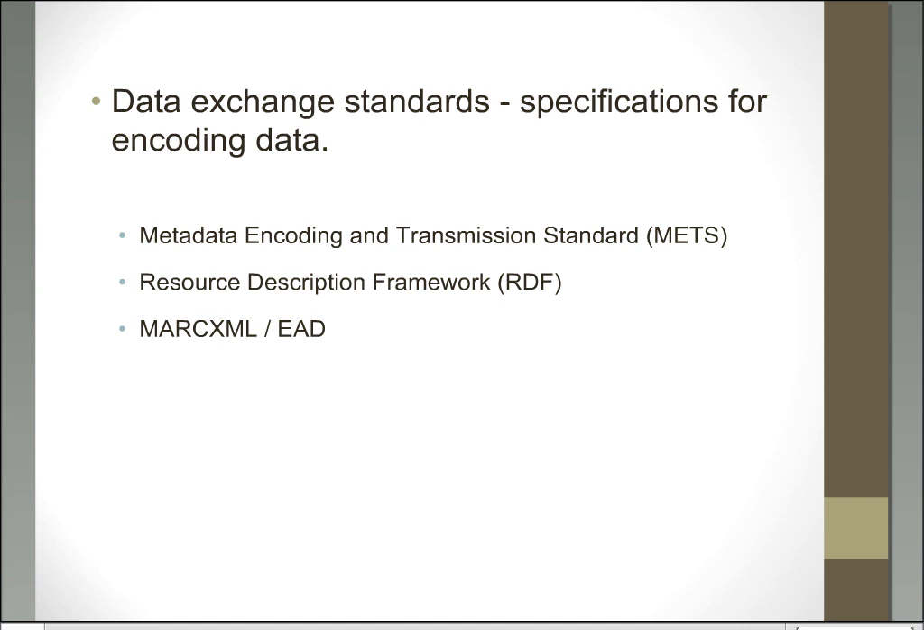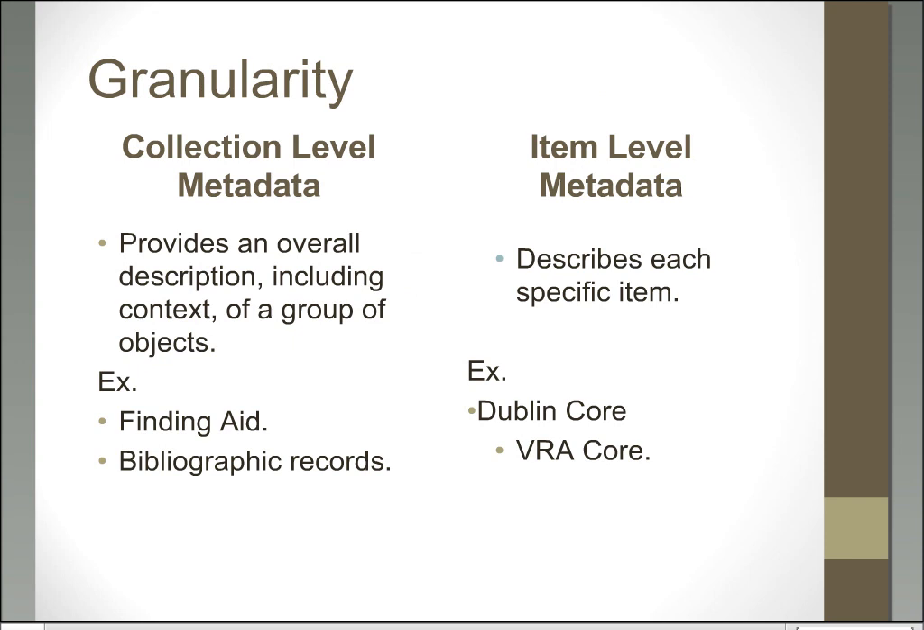So when it comes to starting with metadata, starting with cataloging, there's this idea of granularity, which is how in-depth in the cataloging are we going to get? There's collection level metadata, which provides an overall description, including context of a group of objects. That includes finding aids. You could create an inventory in a finding aid, but you don't usually get as specific as item level. It's usually better for broader, here's sort of an idea of everything we have.